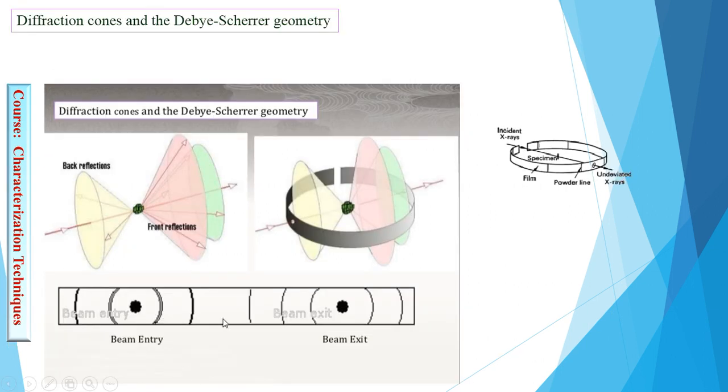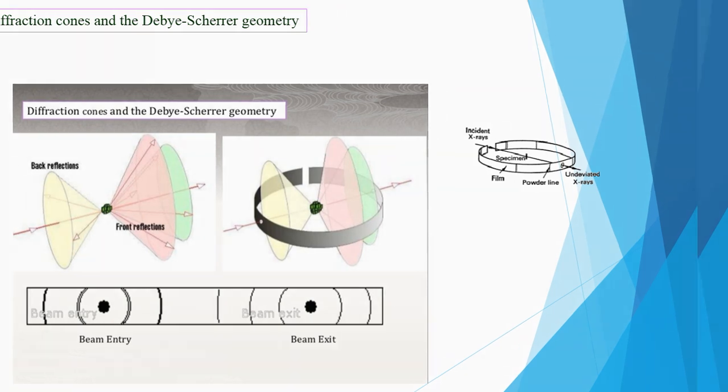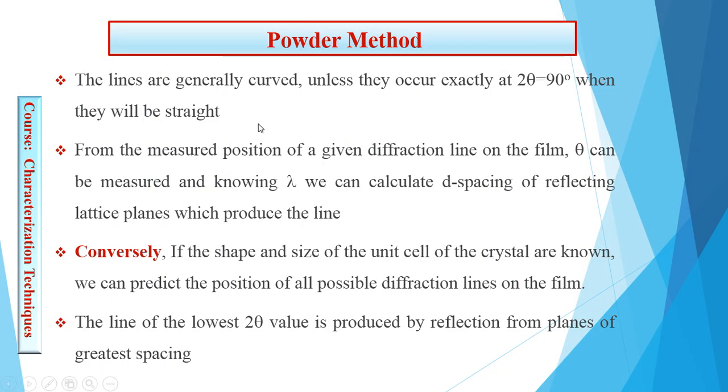These are the holes for the transmitted beam, that is the beam entering and beam leaving, and these are the diffracted lines. These diffracted lines show that the diffractions are very close to each other. Each particle has a diffraction at a different angle or different orientation, so they are so close to each other that they form a continuous line. The lines are generally curved unless they occur exactly at 2 theta equal to 90 degrees. If they are at 90 degrees, then the line will be straight.